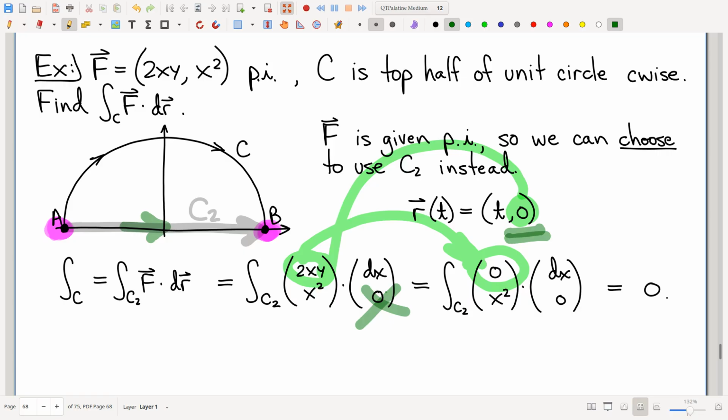And as a result of that, I can just explicitly see my F dot dr, that dot product, is clearly 0. The integral is therefore 0. This integral fell apart into nothing just because I used the path independence.